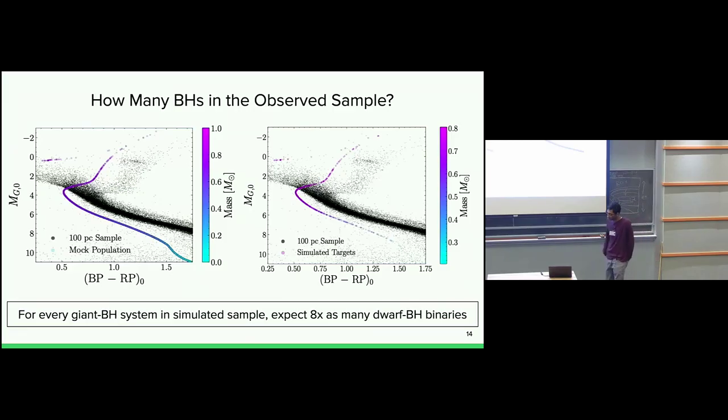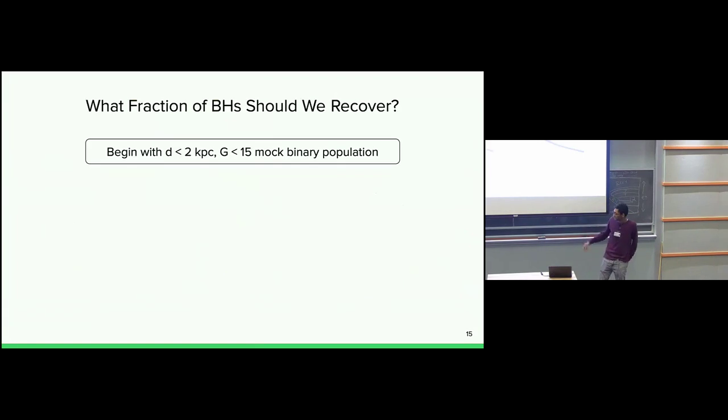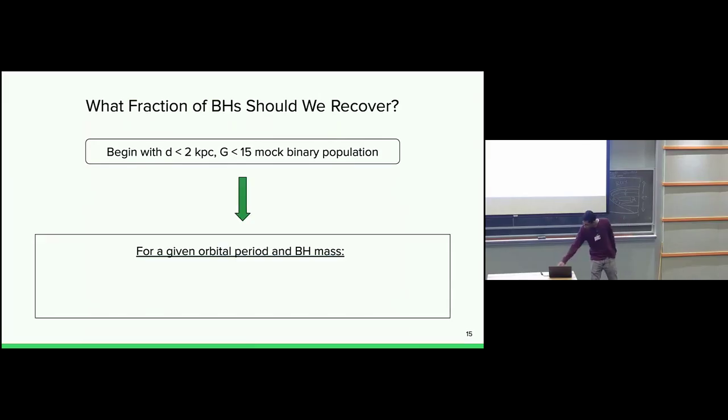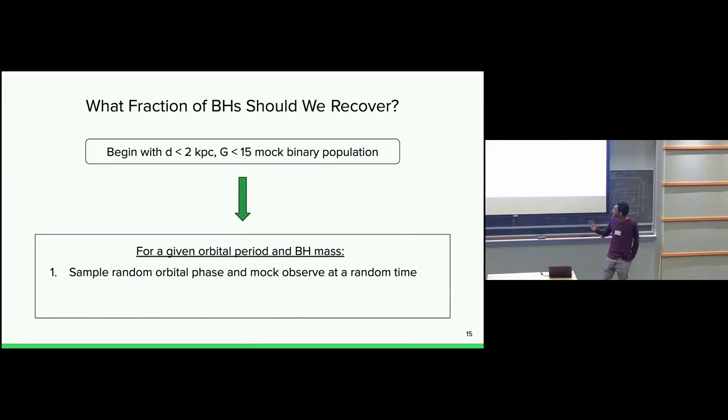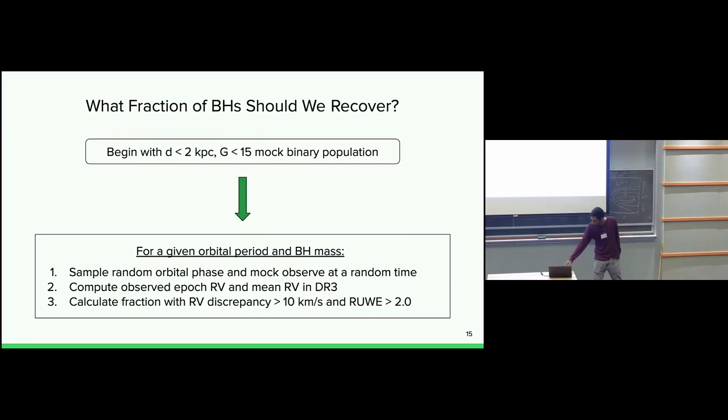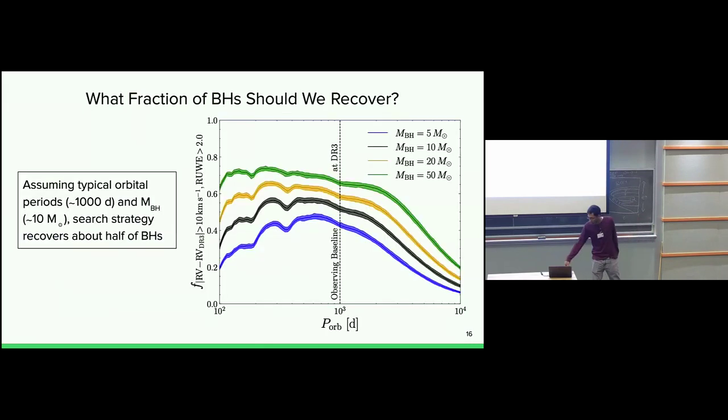And so how many of them would we actually recover using our search strategy? So let's begin with our mock binary population again. And then for some given orbital period and black hole mass, you can take some random orbital phase and then simulate one mock observation at a random time, one epoch. From that, you can calculate an observed epoch RV, and also you can calculate what DR3 would see as a mean RV. And then again, you apply your cuts. What fraction of those binaries have RV discrepancy greater than 10 kilometers per second, and also a RUWE greater than 2.0? And you get curves that look like these as a function of orbital period.